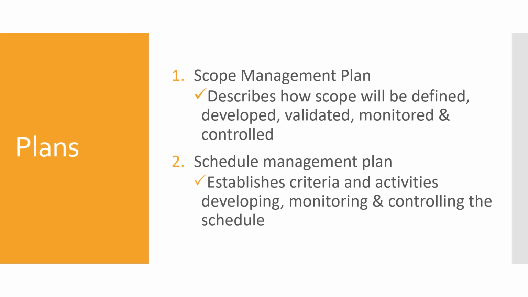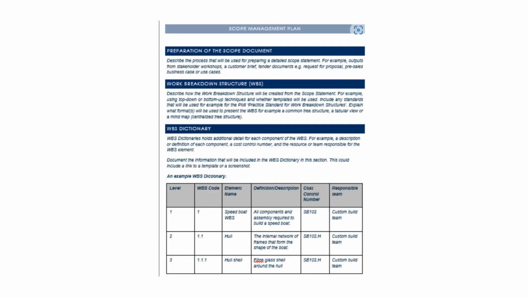The other two are the scope management plan and the schedule management plan. The scope management plan will talk about how the scope will be defined, how it will be developed, validated, and monitored and controlled. The schedule management plan will talk about the criteria and activities for developing, monitoring, and controlling the schedules. How do you develop the schedule? How do you monitor it? How do you baseline it? How do you control it?